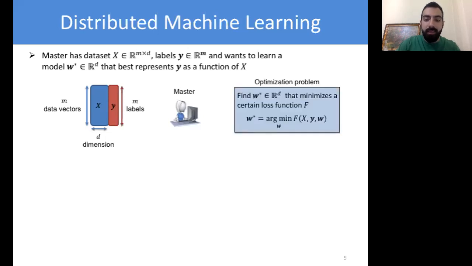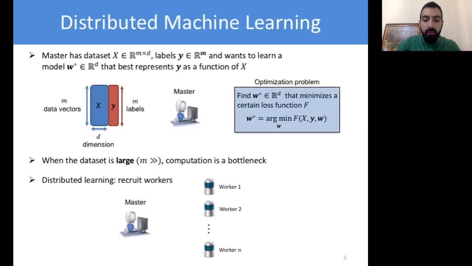This can be expressed as an optimization problem where we want to find a model W star that minimizes a certain loss function F. When the dataset is large, meaning the number of data vectors M is large, solving this problem may be computationally intractable.